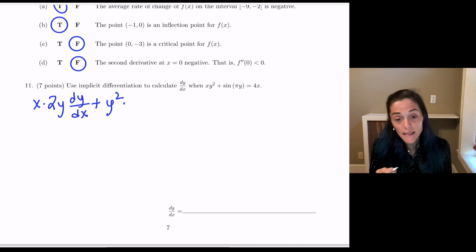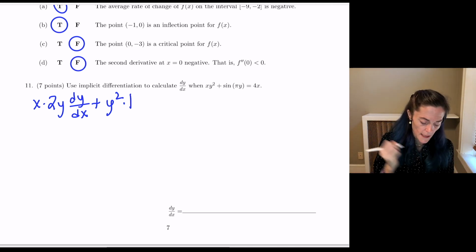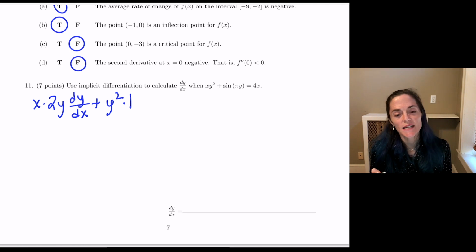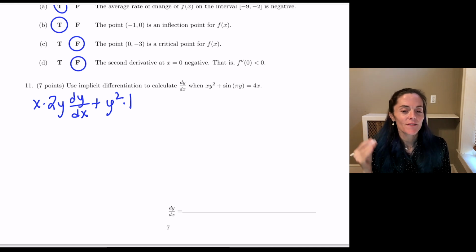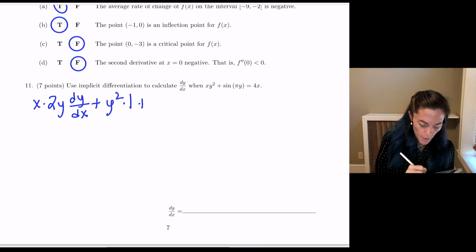Well, the derivative of x is 1. We don't have to write it. Maybe I only will in my first step. Okay, that was product rule. First derivative of the second plus second derivative of the first. Then we put a plus.